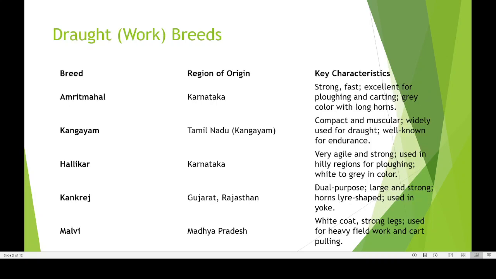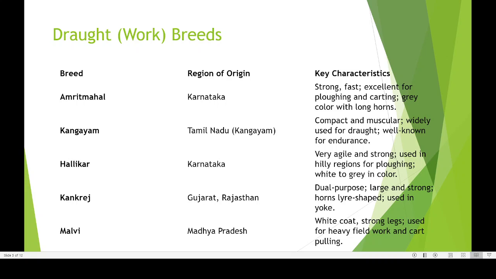Now the next one is the draught or work breed. Draught means they are mainly used for carrying out work, either for running vehicles or like bullock carts. For those purposes we are using a very strong animal. There are 5 varieties: the Amrit Mahal from Karnataka, then Kangayam, which came from Tamil Nadu area, Hallikar, that is also from Karnataka, Kankrej from Gujarat, and Malvi, that is from Madhya Pradesh.